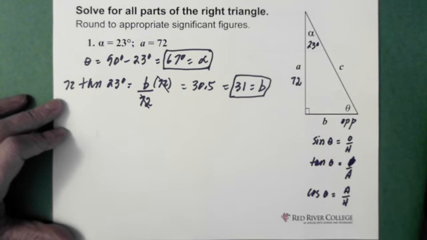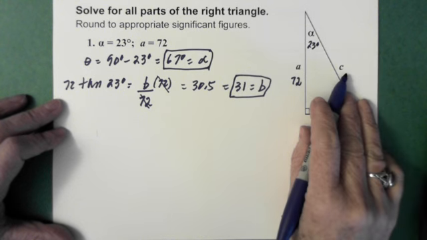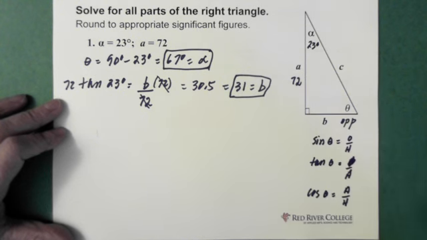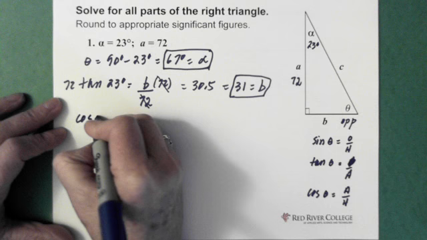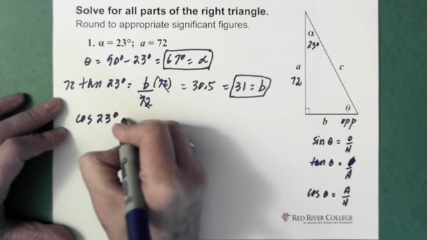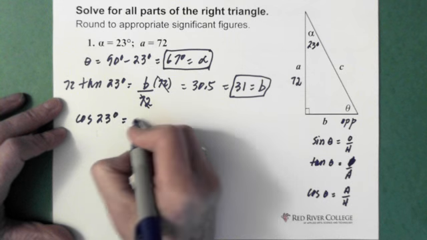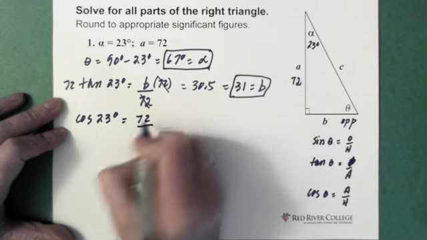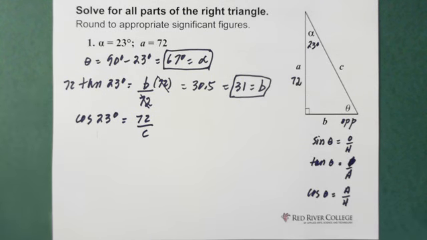So now let's solve for C, and again, we're just going to use trig functions because that's what we're working on here. We know this side, which is our adjacent. We want our hypotenuse. So adjacent and hypotenuse, that's cos. So the cos of 23 degrees equals 72, which is our adjacent, over our hypotenuse, which is C.